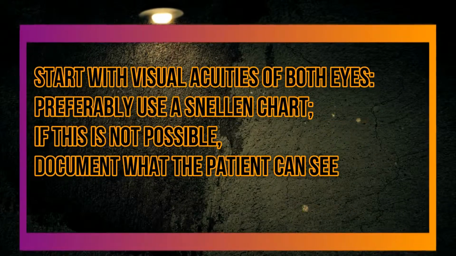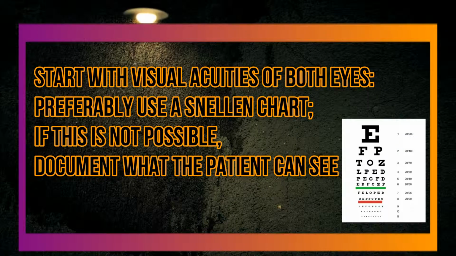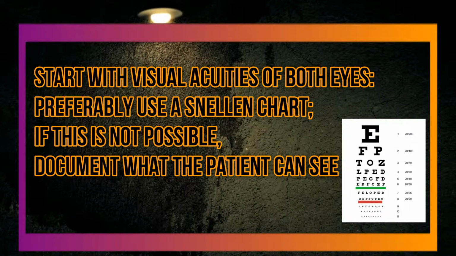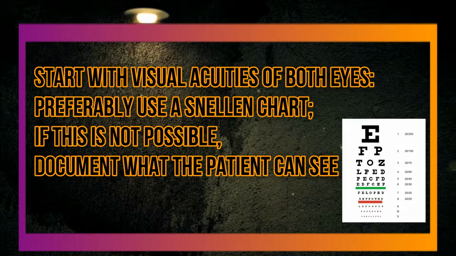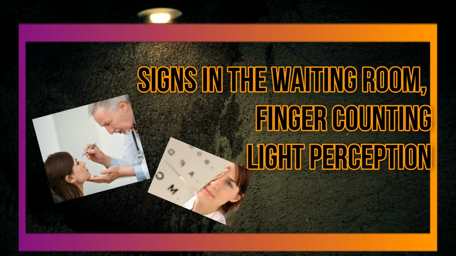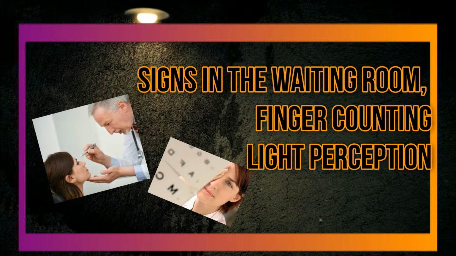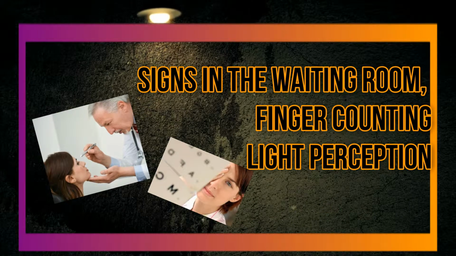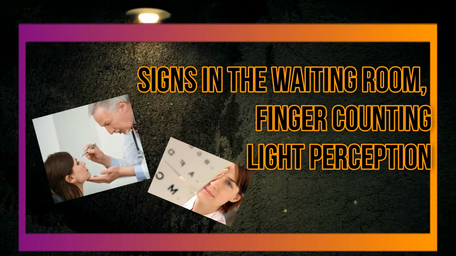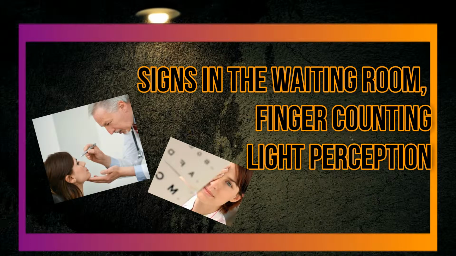Examination starts with visual acuities of both eyes. Preferably use a Snellen chart. If this is not possible, document what the patient can see. Example, sign in the waiting room, finger counting, and light perception.